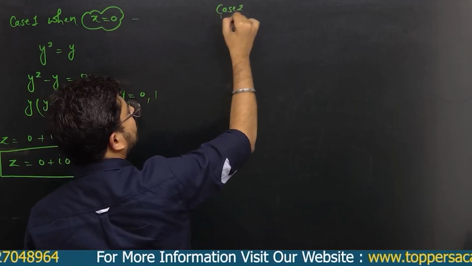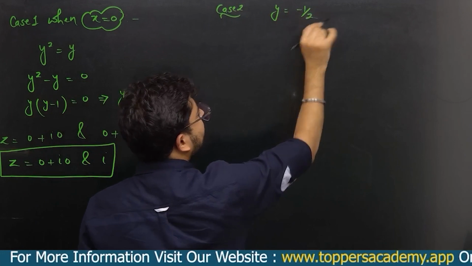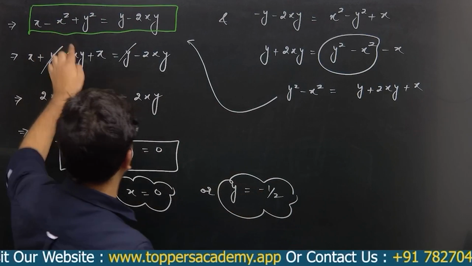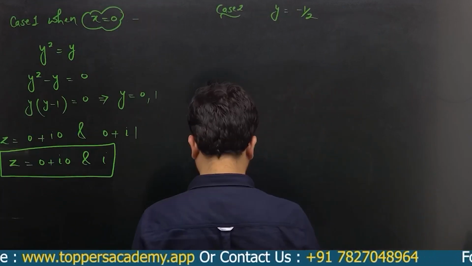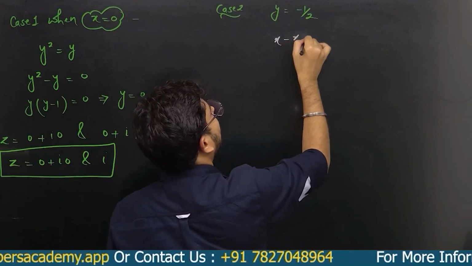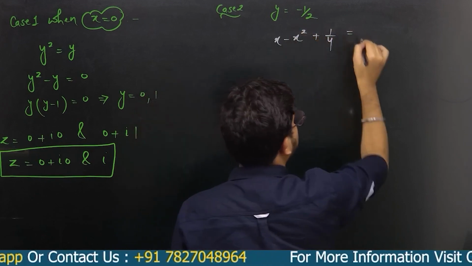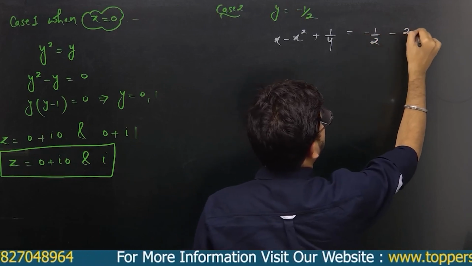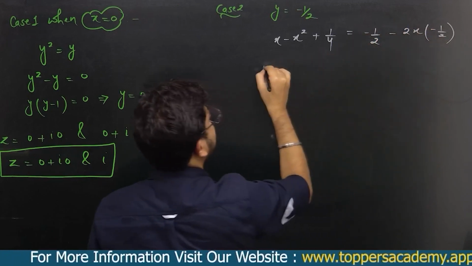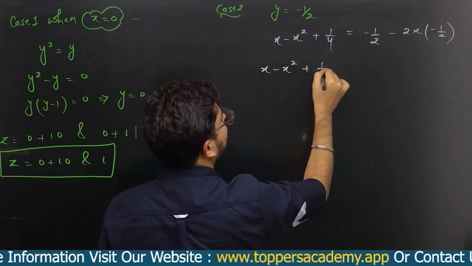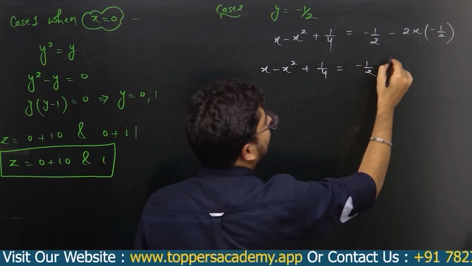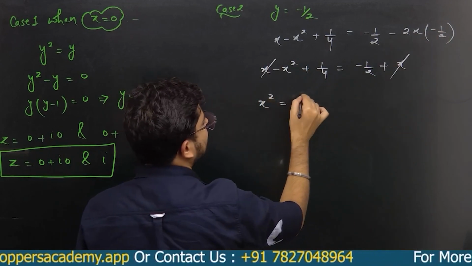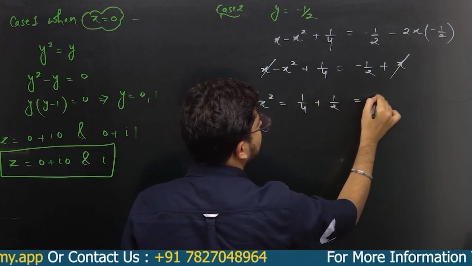Second case is y is equal to minus half. When you put here, you'll get x minus x square plus 1 by 4 is equal to, that is y, minus half minus 2x into minus half. So when you simplify, x minus x square plus 1 by 4 is equal to minus 1 by 2 plus x. You can cancel x with x, so x square is equal to 1 by 4 plus 1 by 2, which is 3 by 4.